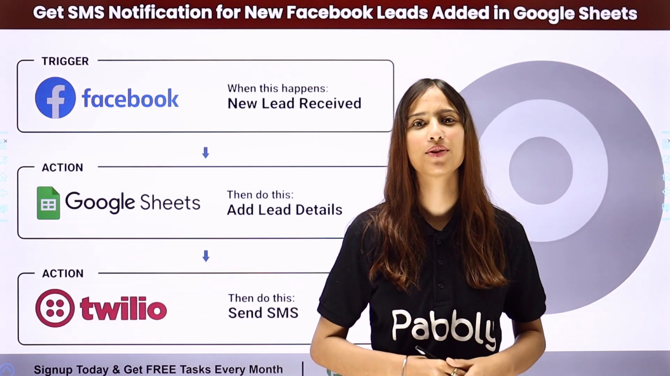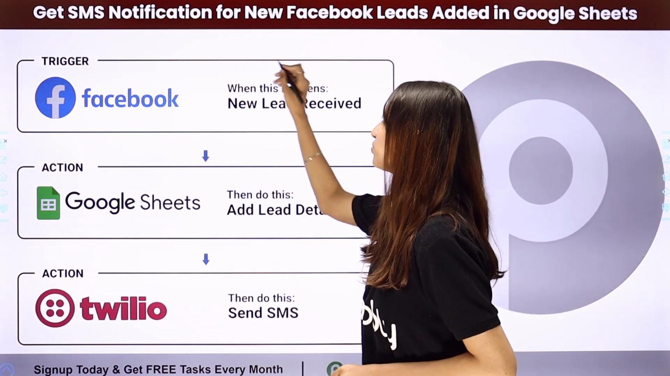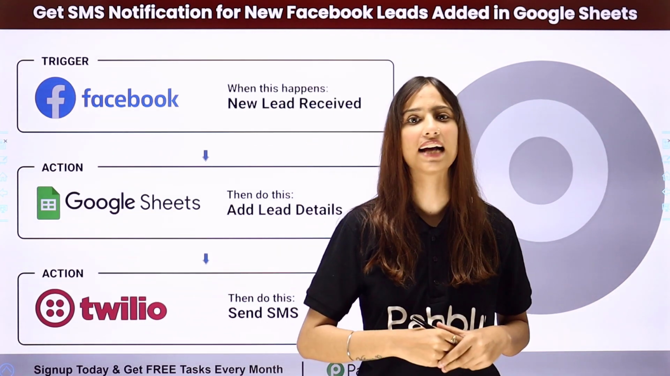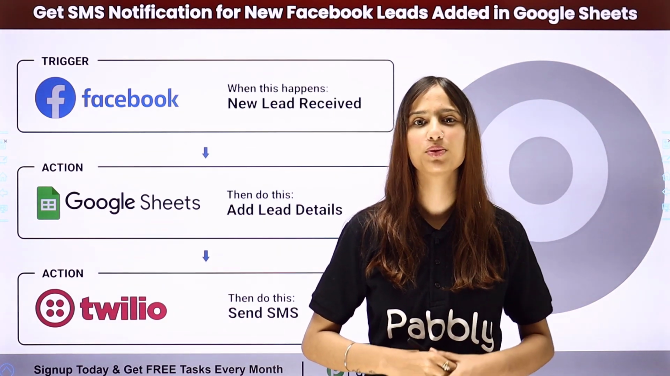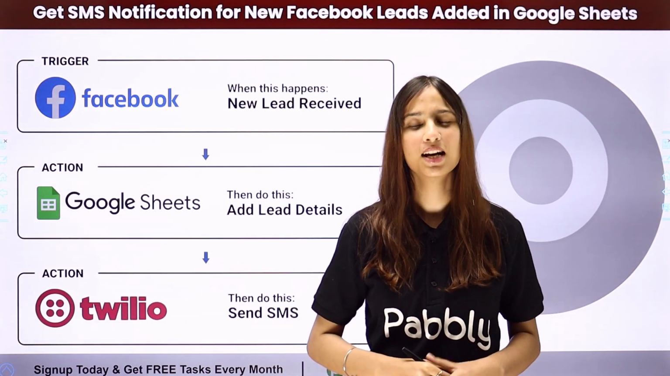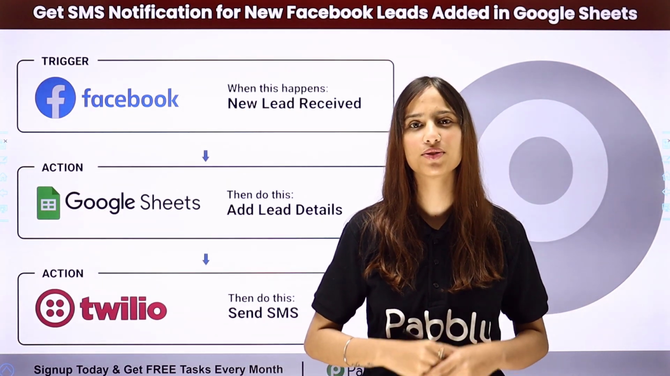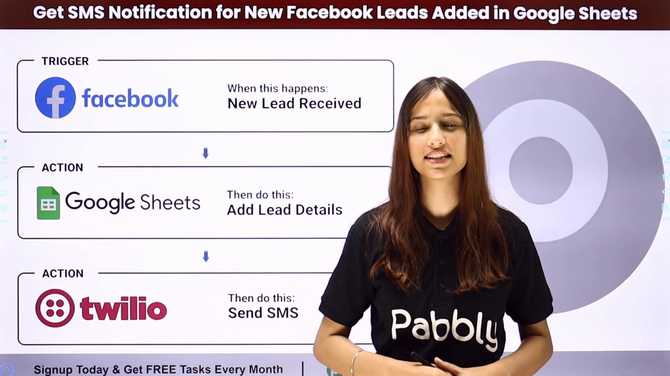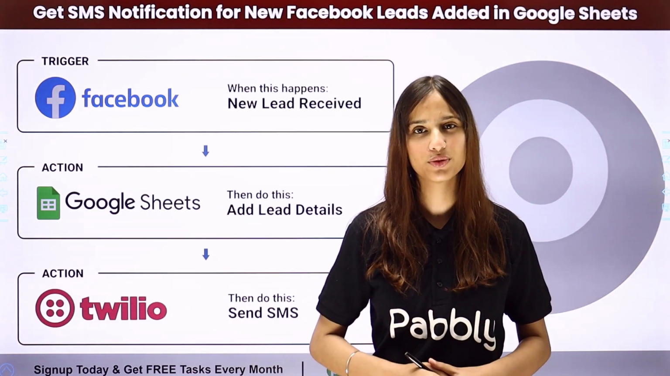So in today's video, we are going to understand how to get SMS notification for new Facebook leads added in Google Sheets. So here let's suppose that I have a media agency and to promote it, I'm using Facebook lead ads. My objective is that whenever I'm going to receive a new lead through Facebook lead ads, then I want to add the lead details in a Google Sheet.